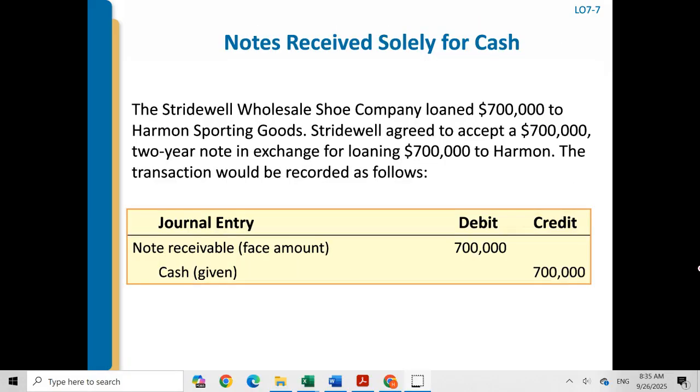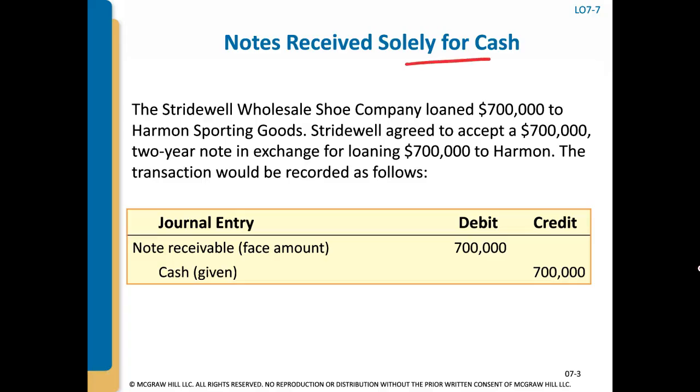Another scenario for long-term notes has to do with notes received solely for cash. So if a note has an unrealistic interest rate, whether it's too high or too low, and it doesn't matter if it's an interest-bearing or a non-interest-bearing note receivable, if we issue a note receivable and we give out cash, then the cash paid to the issuer, the person who we're lending it to, is considered to be the note's present value. So you don't have to do the present value of $700,000 if what I gave out is actually cash.